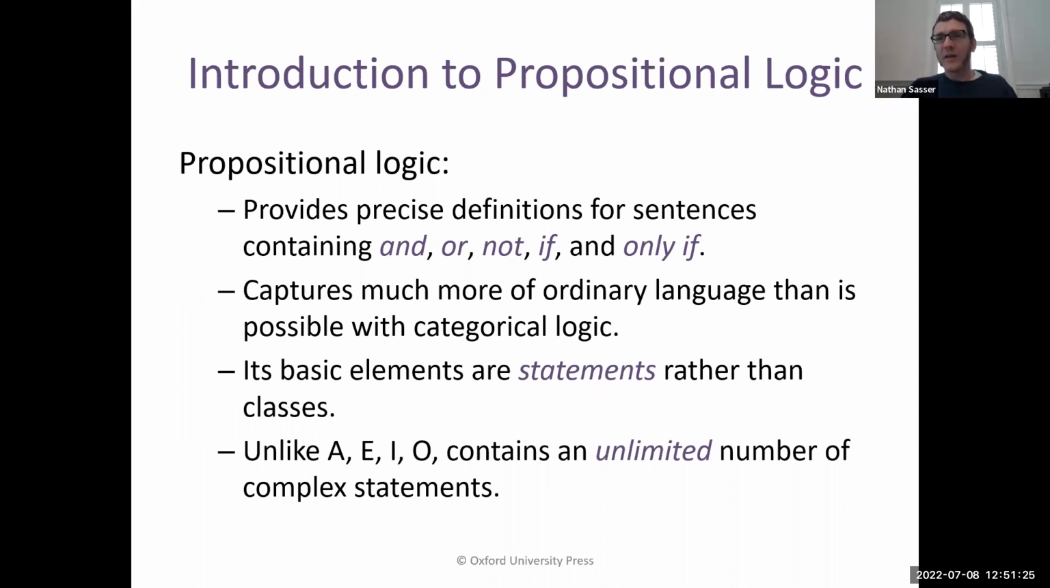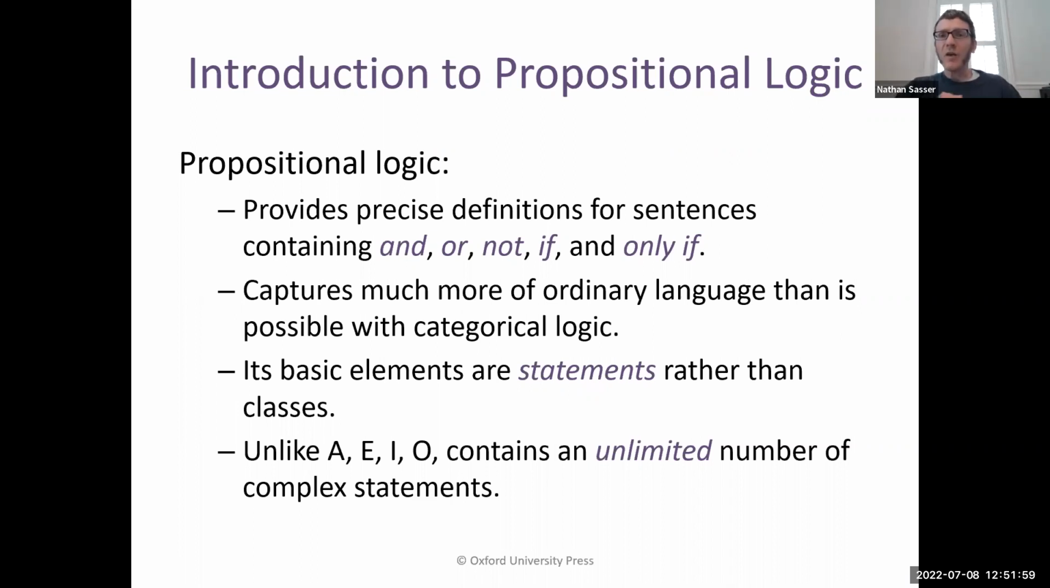Now, here's the thing about categorical logic. Dogs and mammals, those are just classes of items. Those are not complete statements. Now, categorical logic is fine. It can do a lot of work for us as far as it goes. However, it's got some real limitations. There are a lot of kinds of natural language statements that you're not going to be able to capture with categorical logic. Propositional logic is far more powerful, and we can do a lot more with it.